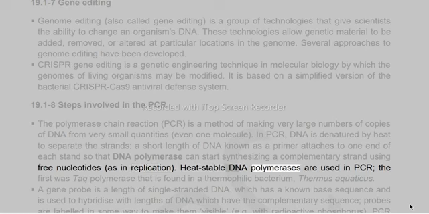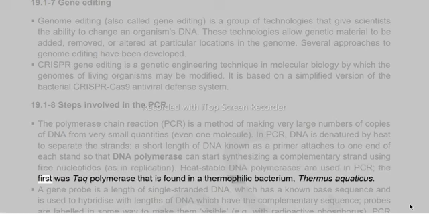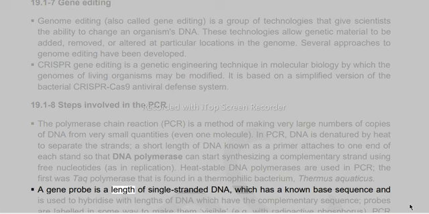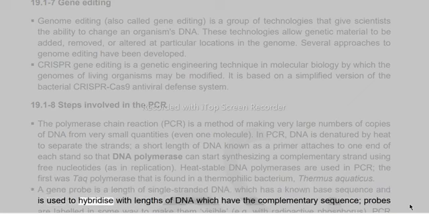Heat-stable DNA polymerases are used in PCR. The first was Taq polymerase that is found in a thermophilic bacterium, Thermus aquaticus. A gene probe is a length of single-stranded DNA, which has a known base sequence and is used to hybridize with lengths of DNA which have the complementary sequence.